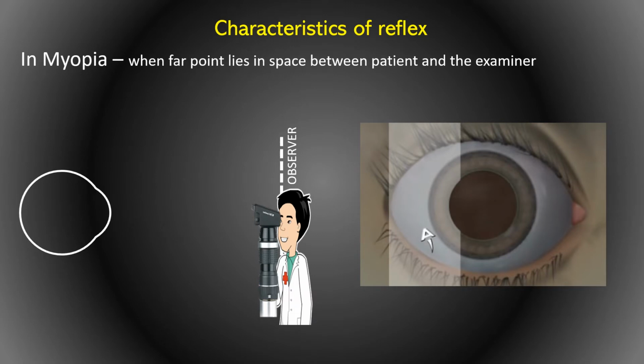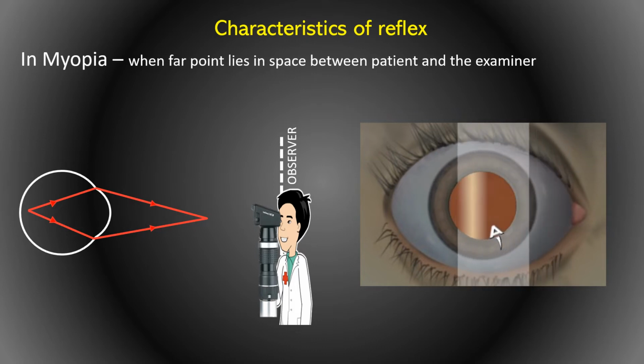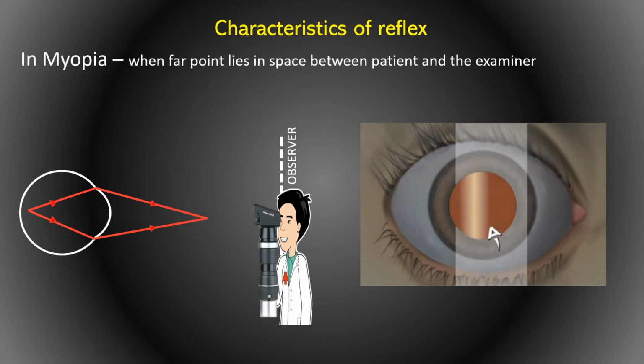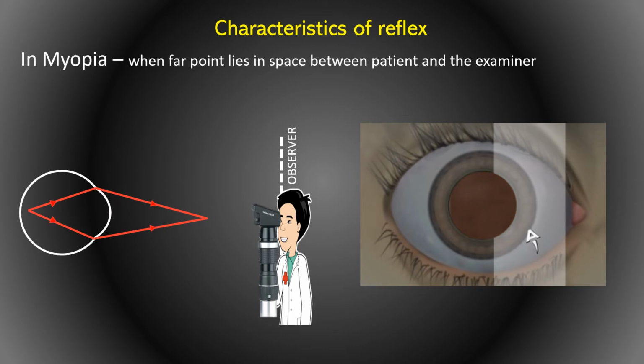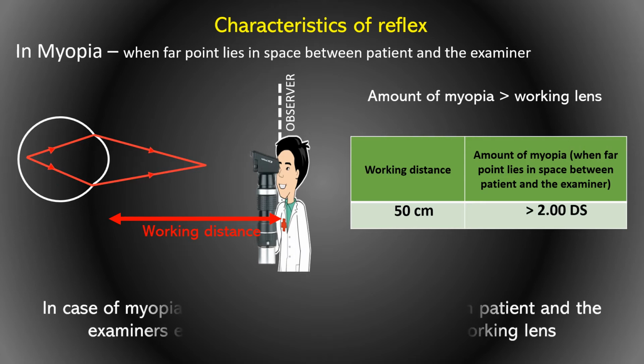Now, the last possibility in case of myopia is if light rays emitted by the fundus converge and meet in a space between the patient and the examiner. Then the reflex in the pupil will show against movement. That is, if you move the retinoscope streak in the right direction, then the reflex will move to the left and vice versa. And the amount of myopia would be greater than the working lens. For example, if you are doing retinoscopy at 50 centimeter working distance and the far point lies between you and the patient, then you can say that there is myopia of greater than 2 diopter.